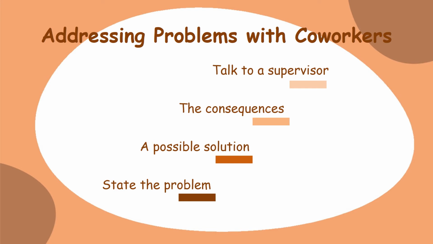If you are not comfortable talking to your coworker, you may want to go to your supervisor. When you tell your supervisor, explain that you haven't talked to your coworker and why you did not do this. Your supervisor may suggest you first speak with your coworker, or they may handle the problem directly.